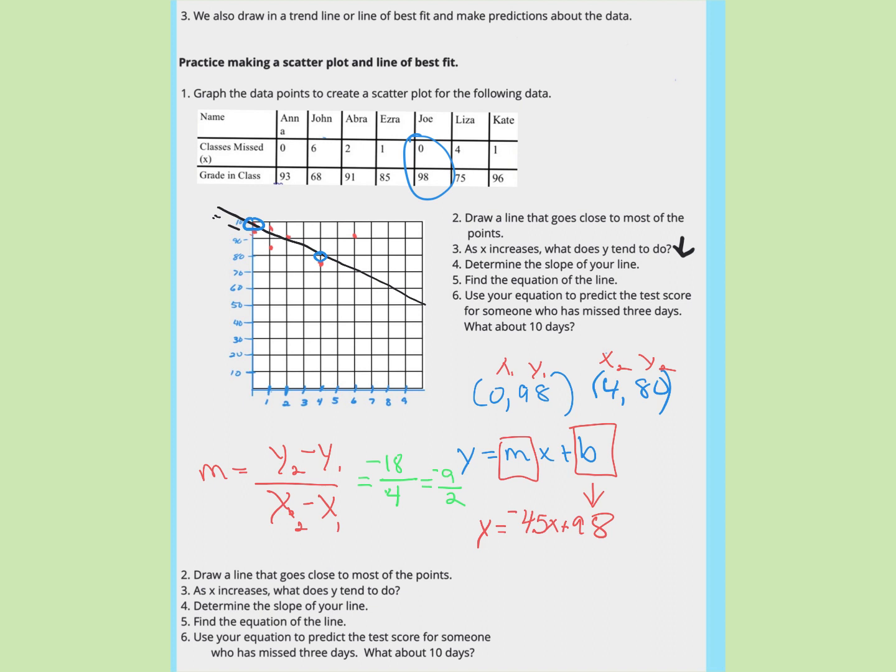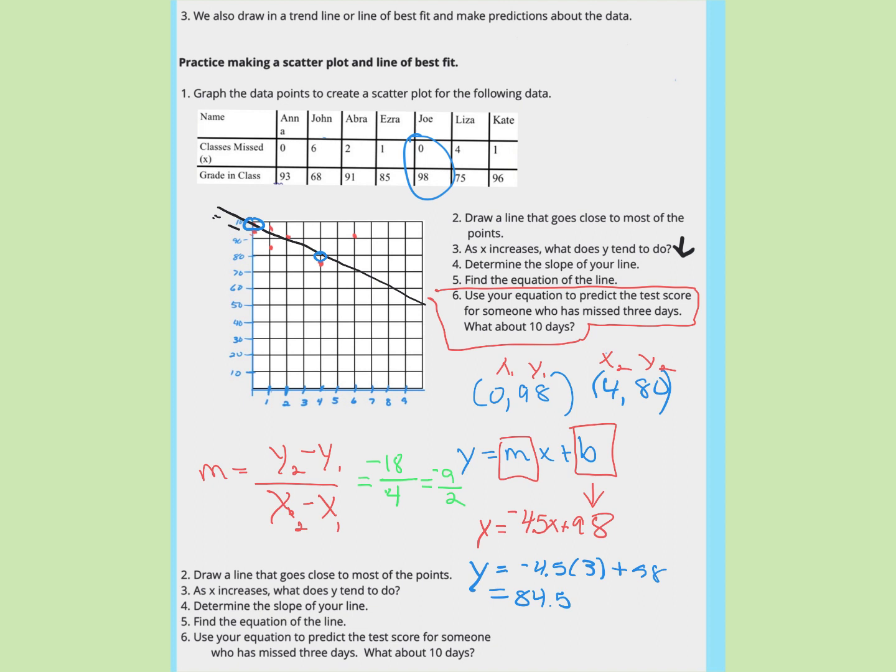In number 6, it says use the prediction for someone who has missed 3 days. So if my student had missed 3 days of school, I would expect their grade in the class would be -4.5 times the 3 days plus 98. And their grade in the class would be 84.5. So I would expect an 84.5% for that student.